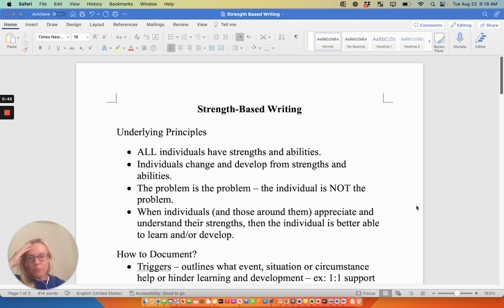When I'm writing using more of a strength-based writing approach, I'm not discounting the fact that they're here for therapy and that they have deficits in areas, which is probably why they're here seeing me. But I'm writing it in a way that shows how I'm going to help them get their goals met, versus just focusing on what they can't do.